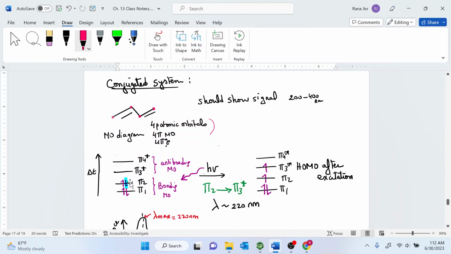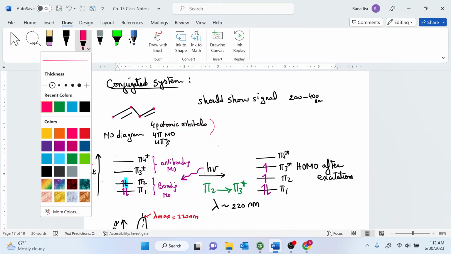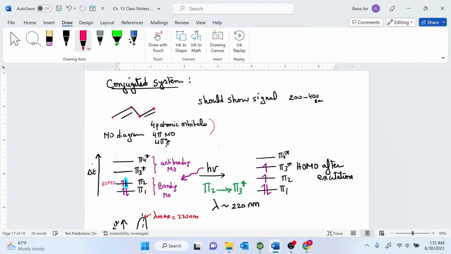So now your highest occupied molecular orbital is pi2. After you do this, we're going to check the UV absorption. So you shine a UV light on the highest occupied molecular orbital. The electron from the highest occupied molecular orbital is going to get excited, meaning that it's going to transition from pi2 to pi3 star. And this is going to be the motion of the electron after it gets excited.